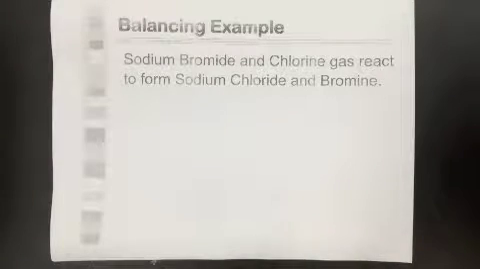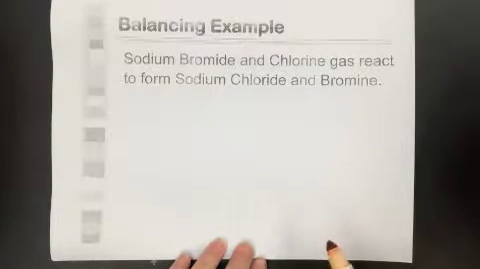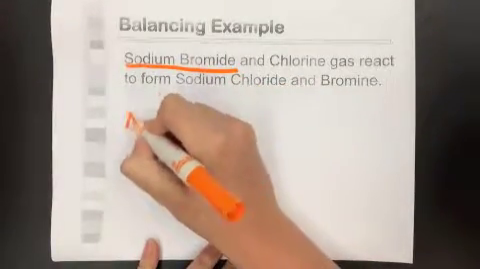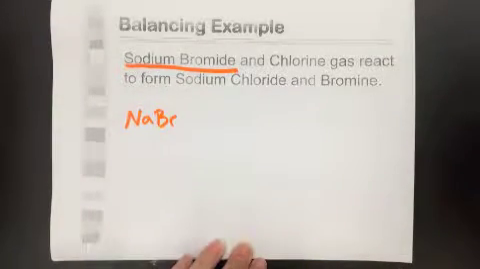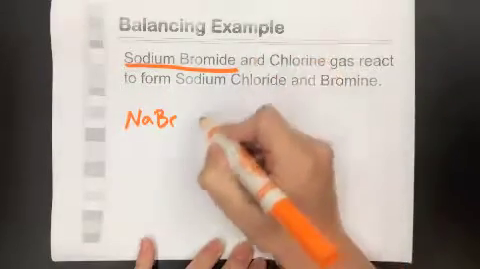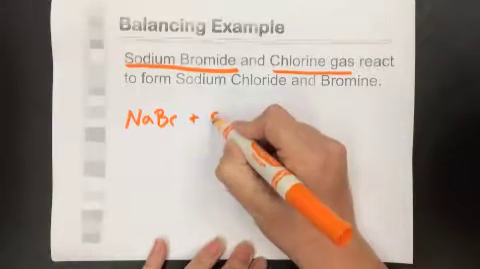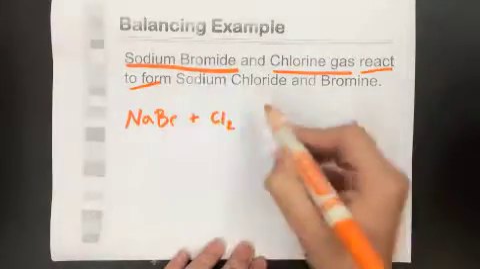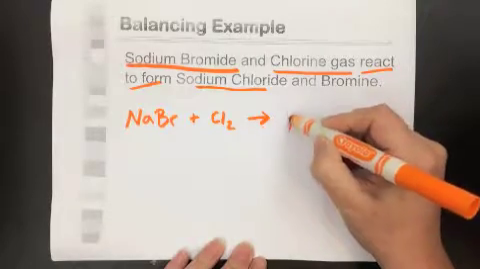So let's do our first example. Sodium bromide and chlorine gas react to form sodium chloride and bromine. In order to do this problem, the first thing is to actually write out what your chemical reaction is. So you have to know that sodium bromide is NaBr. Both have a charge of 1, so when you crisscross, you get NaBr. And means we have a plus sign. Chlorine gas. Now you have to remember that chlorine gas means it's Cl2. React to form means you have an arrow. Sodium chloride. Sodium chloride is NaCl.